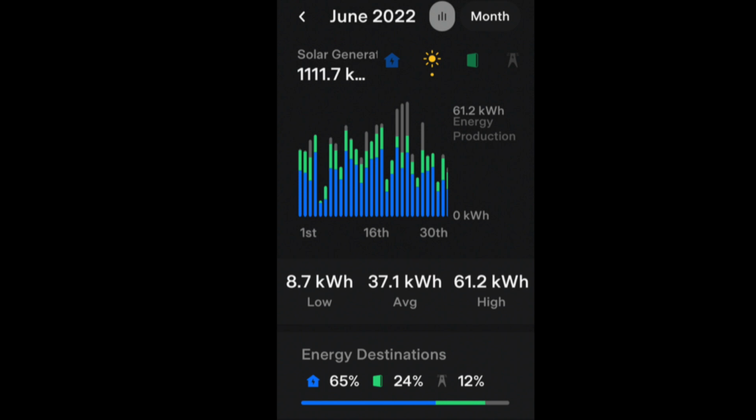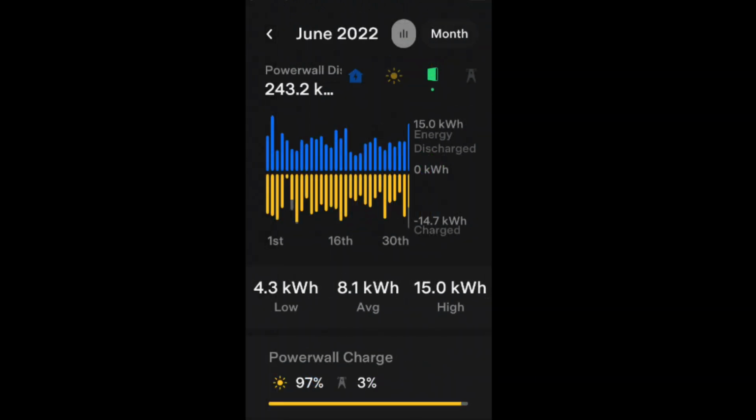We had a high of 61.2 kilowatt hours, and that's the most we've ever had from the three systems that we have. We got 243.2 kilowatt hours out of the Tesla Powerwall.